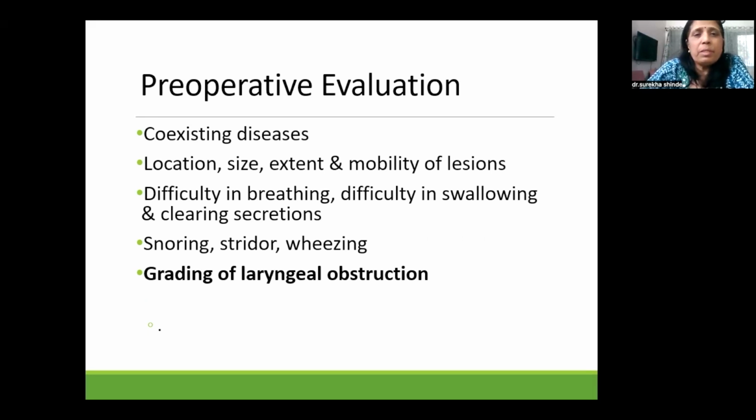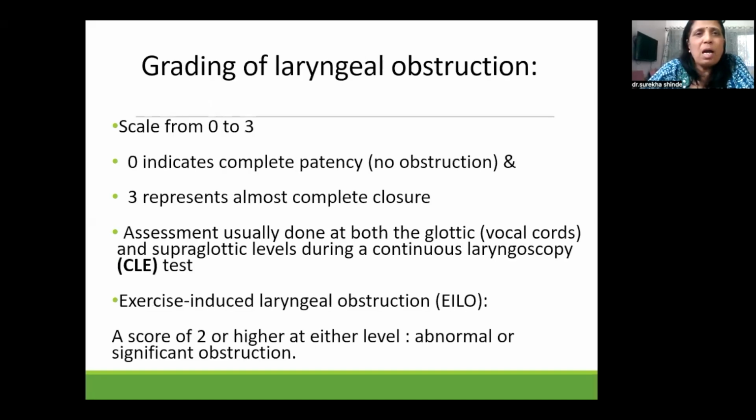And there is one more thing which we generally do not do as anesthesiologists, which is grading of laryngeal obstruction. That is mainly done by surgeons, but I'm quite suspicious whether it is done in our setup also. Just to tell you how this laryngeal grading is done, it is called the CLE test. It is a scale from 0 to 3, where assessment is done at both glottic and supraglottic levels using continuous laryngoscopy. Just imagine the patient is on a treadmill and a very thin laryngoscope is inserted through the nasal cavity, and the patient is exercising while the surgeon or technical person monitors how the patient is getting obstruction. It sounds very scary. So I don't think any surgeon in India is going for CLE, but just to complete the list, I thought of sharing how grading of laryngeal obstruction can be done.